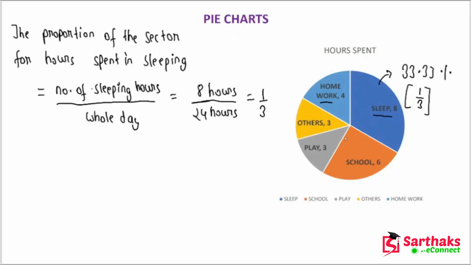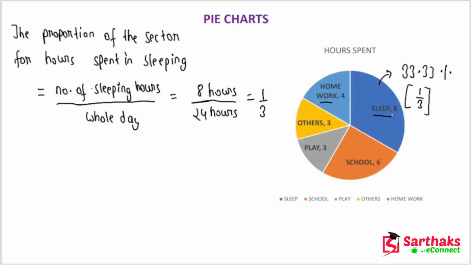For example, let us talk about school. Clearly this sector represents 1 by 3rd of the total circle, and I'll show you in a bit. Out of curiosity, let me show you. You all know that this angle is 360 degrees. Obviously a circle subtends 360 degrees at the center.